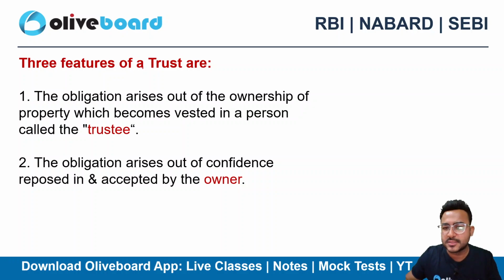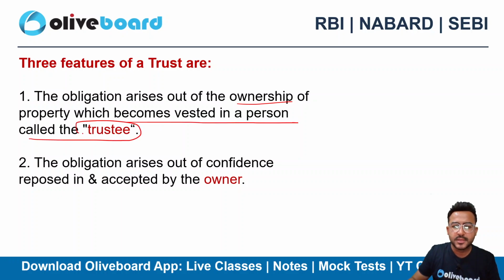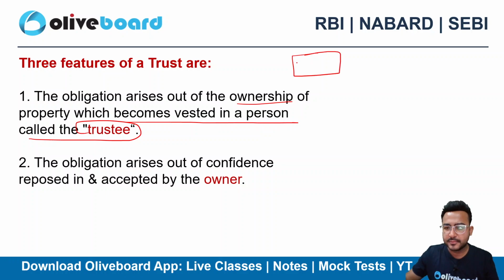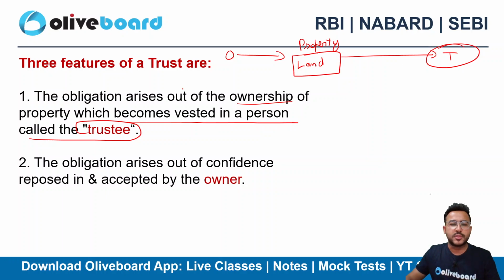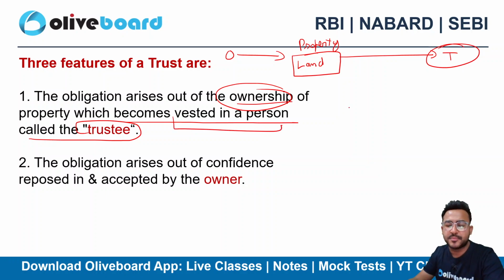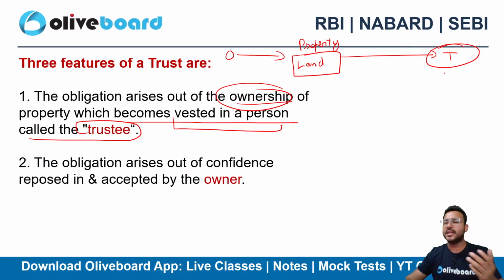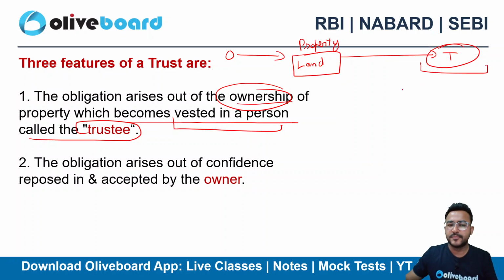There are 3 features of trust. The obligation arises out of the ownership of the property, which becomes vested in a person called trustee. So let's suppose we have a plot of land here. That's a property. Now here the owner is transferring a property to a trustee. Okay. So the obligation arises out of the ownership of the property which becomes vested in a person, which is called the trustee, right?